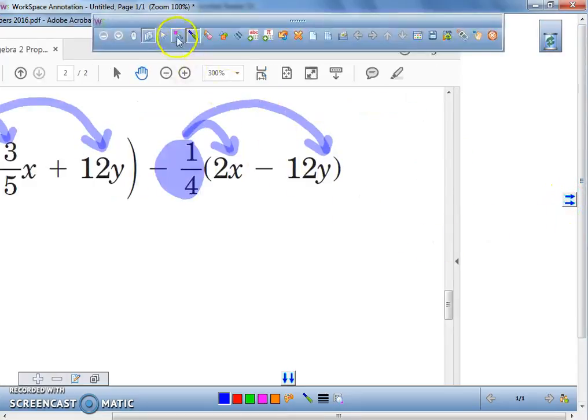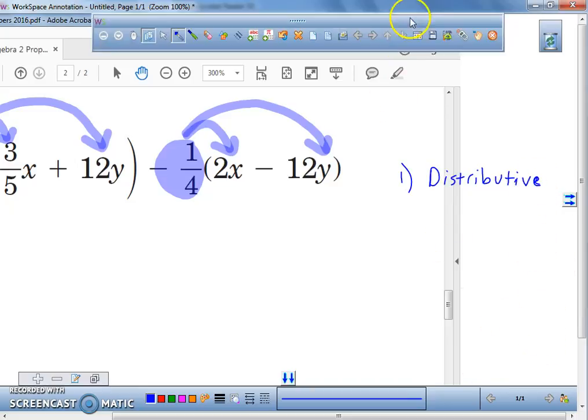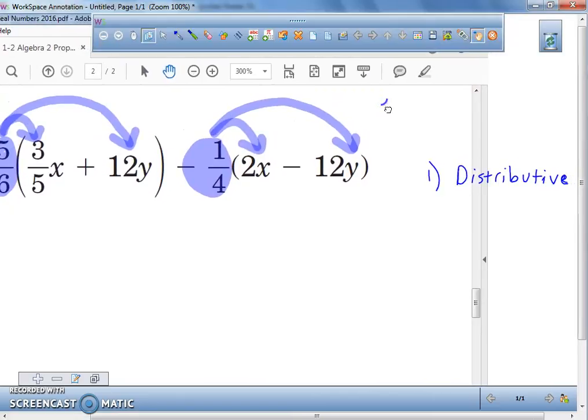Now, I don't want you to tell me the simplified version, but I want you to tell me the highlighted part. Which property does this best fit of what we learned yesterday? The distributive property. That's right. So this is the distributive property. I'm just going to put distributive. There we go. Now, we're going to do this not the fast way. We're going to do it nice and slow.